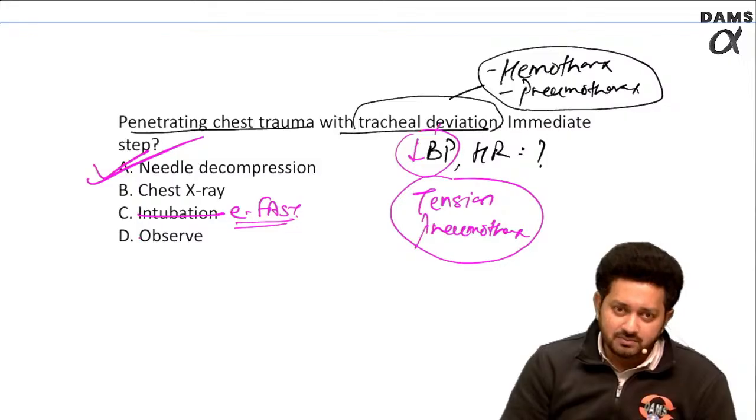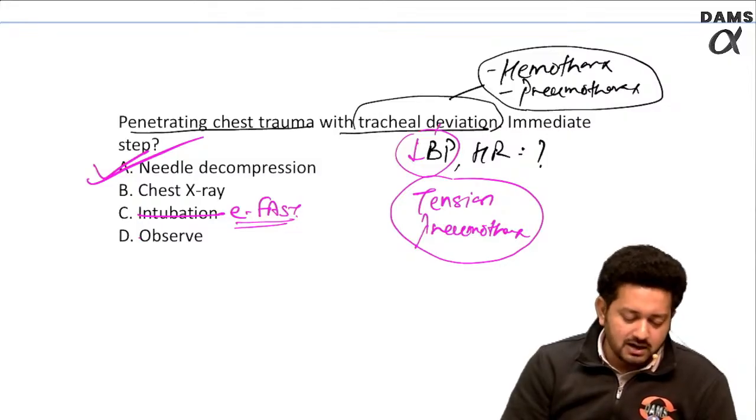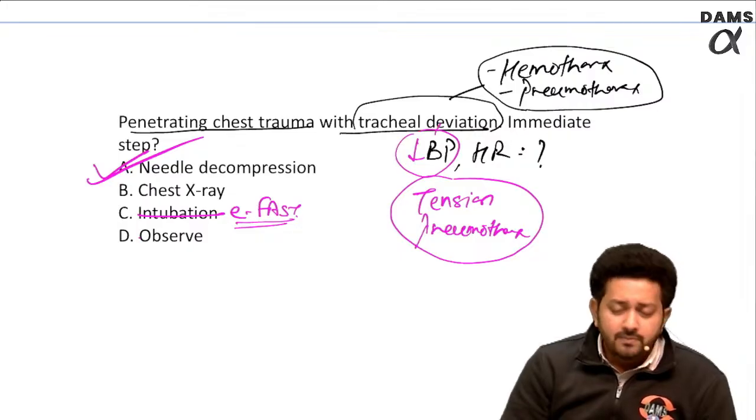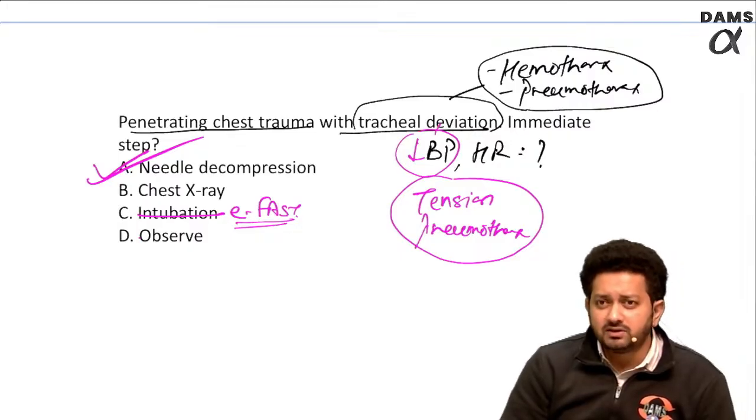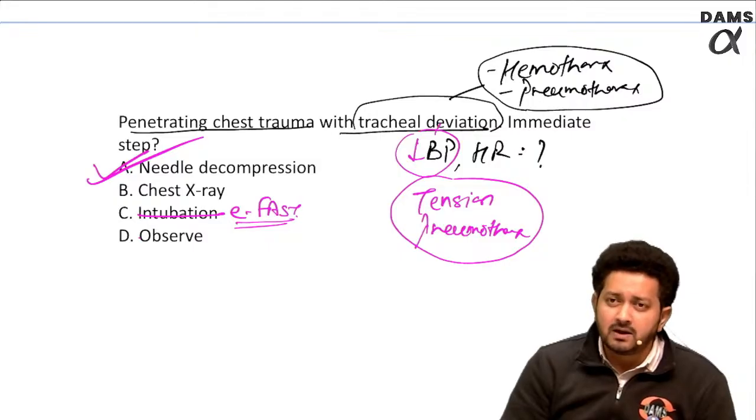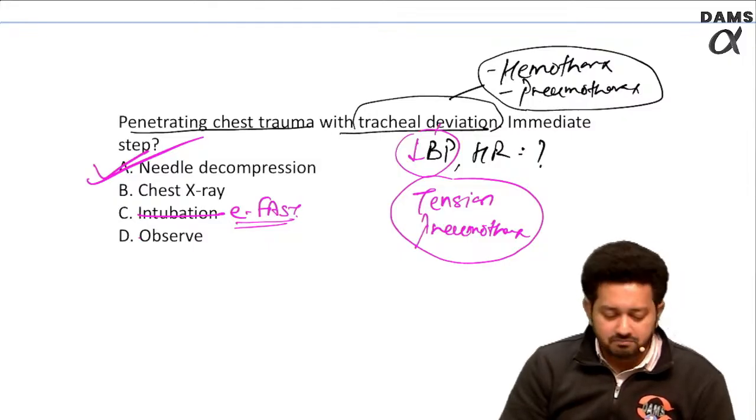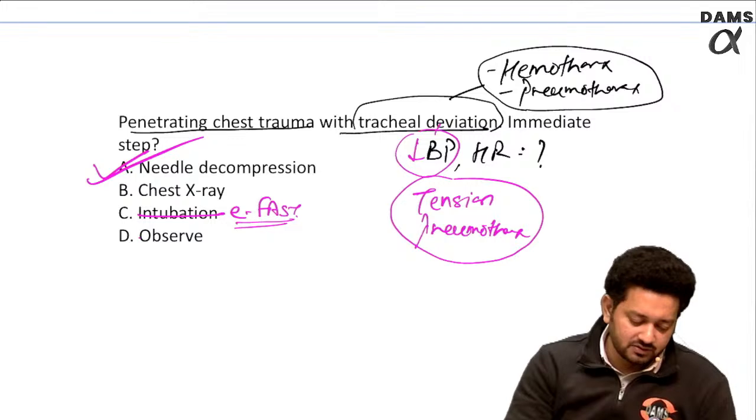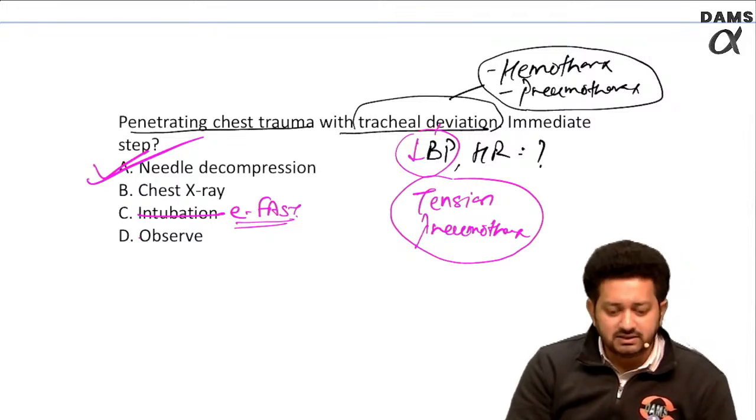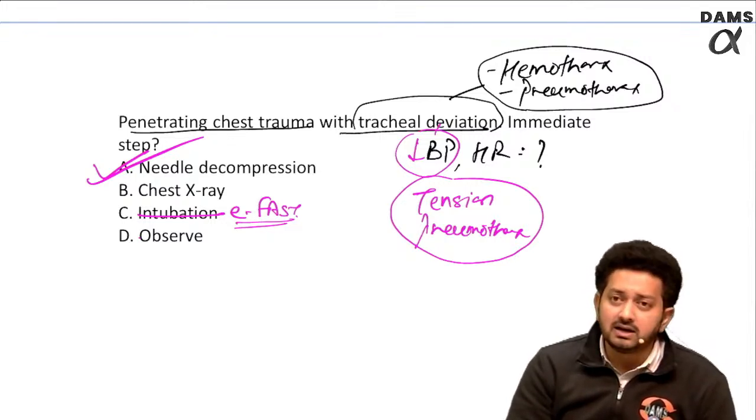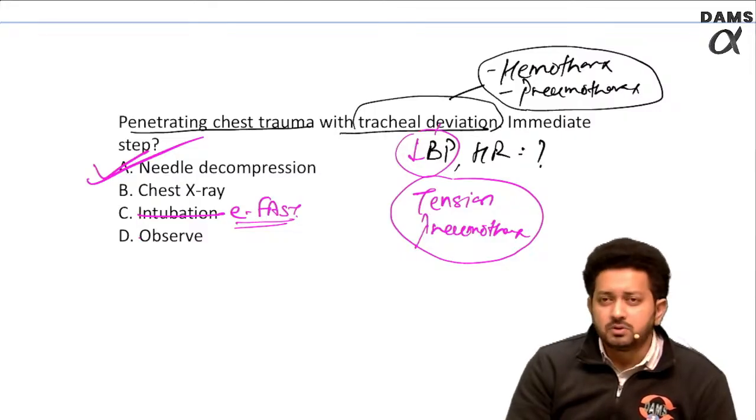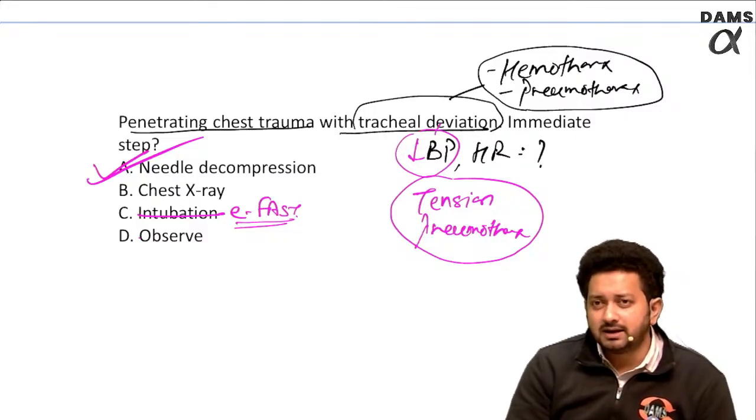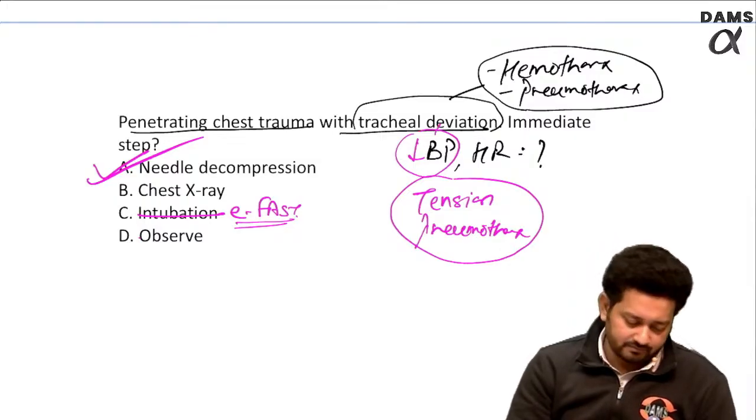So there should be something else, but yesterday also I talked about these questions and people were saying that they did not find any problem. Needle decompression was the best answer. So there must be something else in this question. If there is hypotension, then yes, there is tension pneumothorax, and needle decompression should be the first thing. Put the needle in the 5th intercostal space, mid-axillary line, and after that you can put an ICD in the same area.